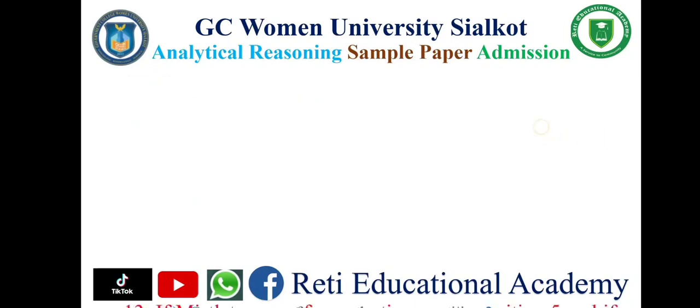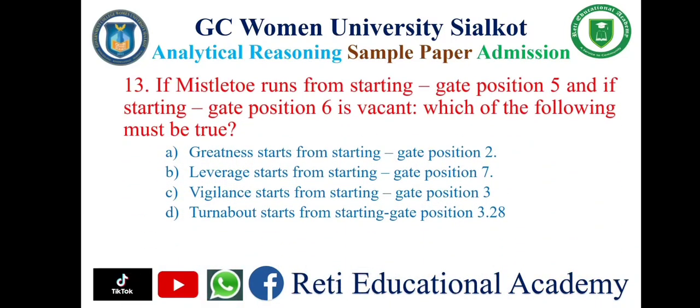A. 2. Question number 13. If Milestone runs from starting gate position 5 and if starting gate position 6 is vacant, which of the following must be true? And the correct answer is, look at these options, and the correct answer is D.